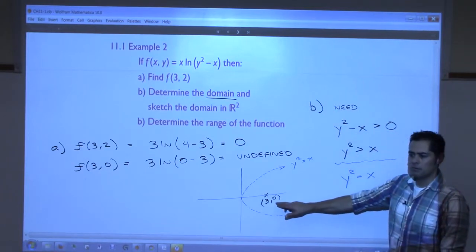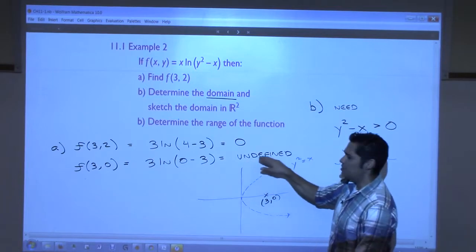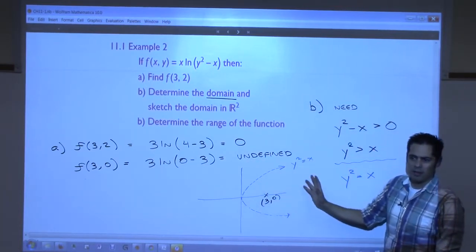Does that live over here? Test that point. Oh, we did. Does that point work? No, it's undefined. So anything in this region shouldn't work. You could go and keep checking others.